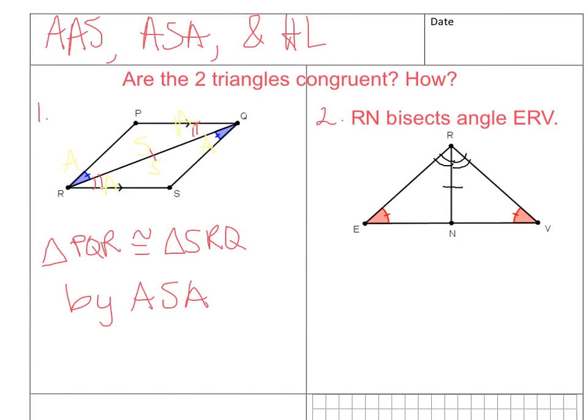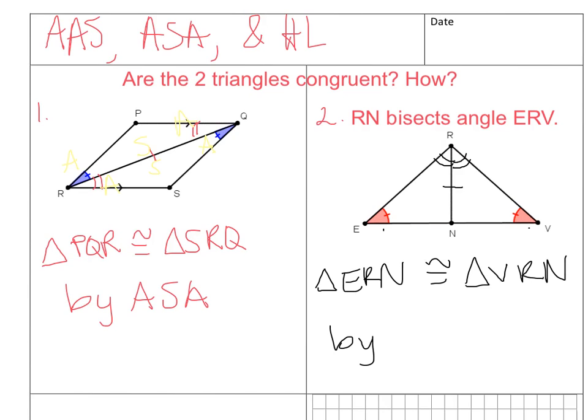So since RN is congruent to RN, I can then say triangle ERN is congruent to triangle, E had the red mark, so VRN. And that was by how? So what did I use? So let's trace over what I've got. So I have an angle, I have another angle, and then the side. Angle, angle, side. So that makes angle, angle, side.